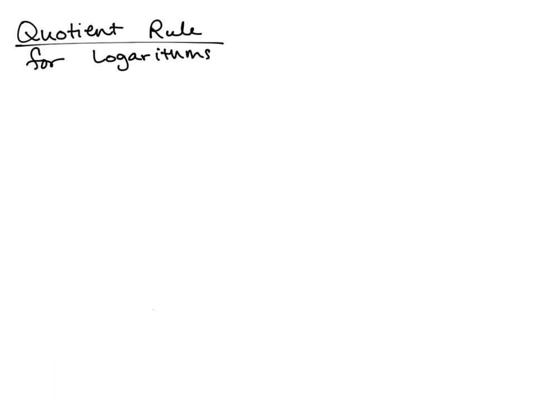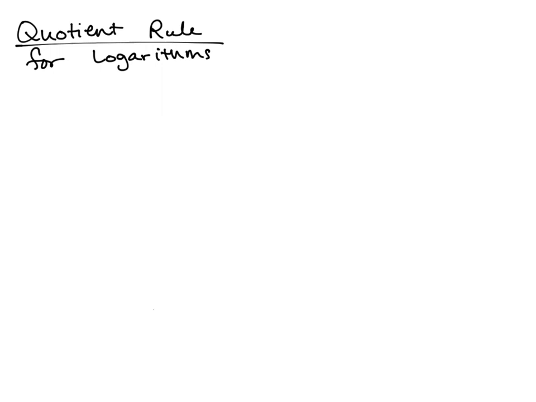All right, the next rule that we're going to learn today is called the quotient rule for logarithms. What's a quotient? A fraction, something where we're dividing. So if on the product rule we added, then what do you think the quotient rule is going to entail? Subtracting. Yeah, so they're opposites.